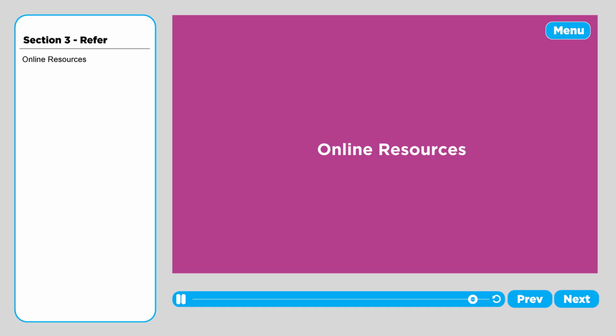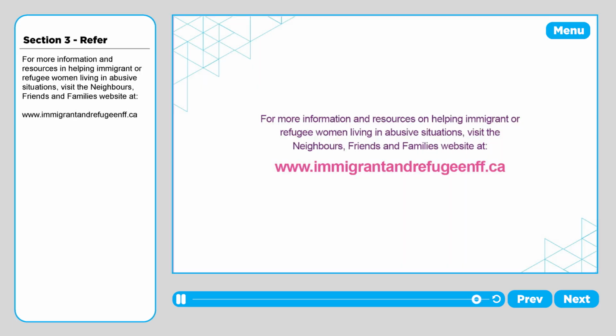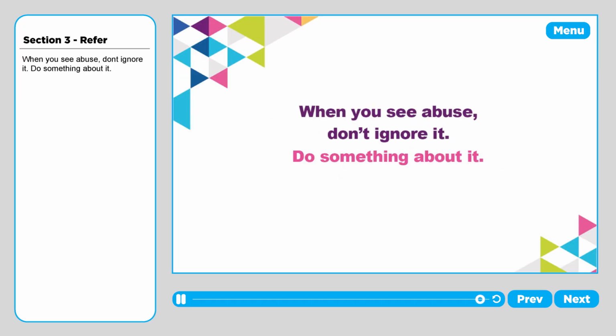Online resources. Download and share a handout on recognizing the high risk factors for femicide. English, French, Korean, Punjabi, Chinese, Spanish, Vietnamese. For more information and resources in helping immigrant or refugee women living in abusive situations, visit the Neighbors, Friends and Families website at www.immigrantanrefugienff.ca. When you see abuse, don't ignore it.